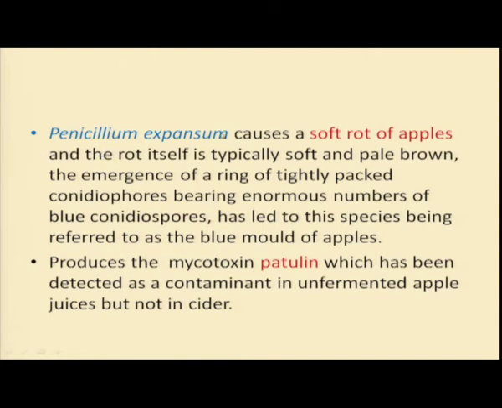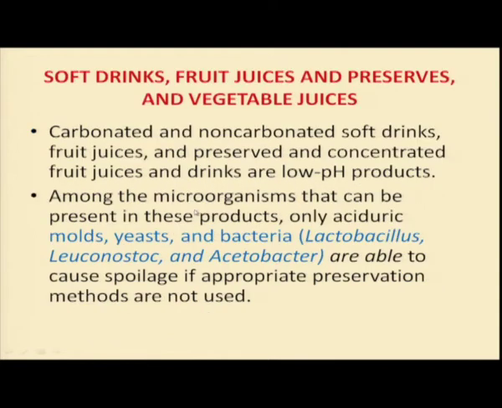Penicillium expansum causes a soft rot of apples, and the rot itself is typically soft and pale brown. You see the emergence of a ring of tightly packed conidiophores bearing a large number of blue conidia. We call it the blue mold of the apple. And this Penicillium expansum produces the mycotoxin patulin. Now, in normal cases, in unfermented apple juice, this is a contaminant. But this is not normally seen in cider, which is fermented.